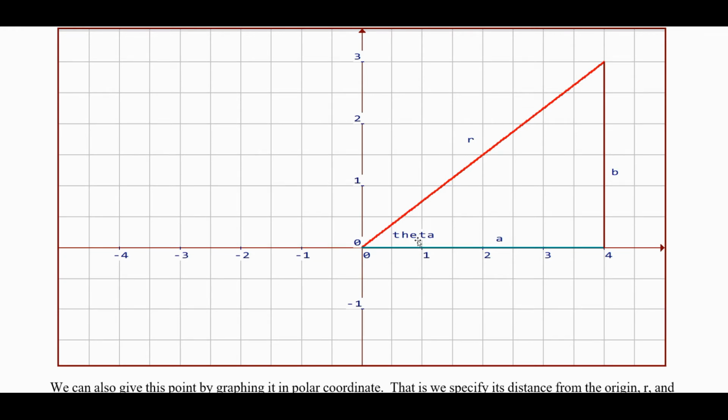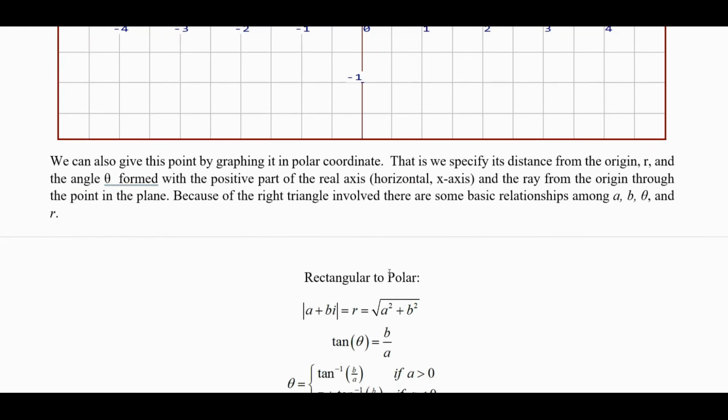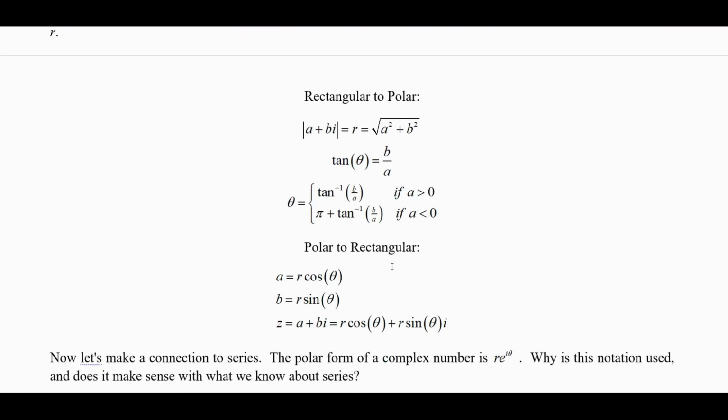And so we have basic relationships among this, that a squared plus b squared equals r squared. And we've got basic trig ratios like sine of theta is b over r, cosine of theta is a over r, tangent of theta is b over a, and so forth. So we can switch these from a's and b's to r's and thetas, or vice versa.